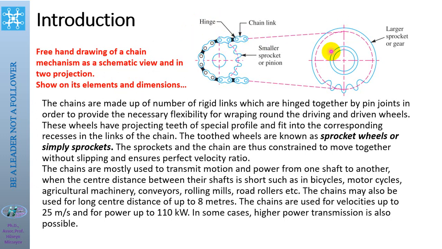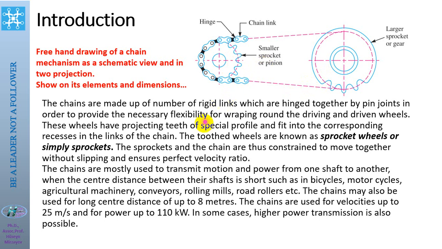A sketch of the chain drive is shown here. This is a link of the chain. The chain consists of rings and axes, and this one is the smallest sprocket. This is the largest sprocket or gear. The driving element may also be called a pinion.